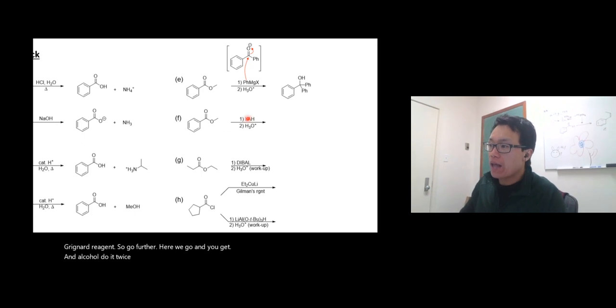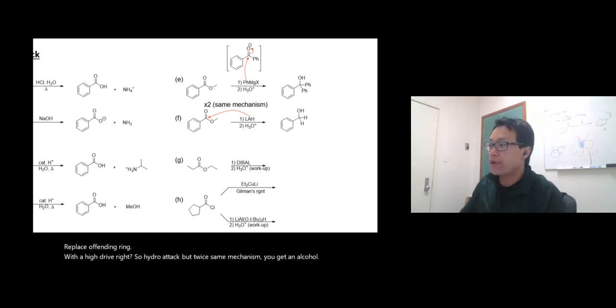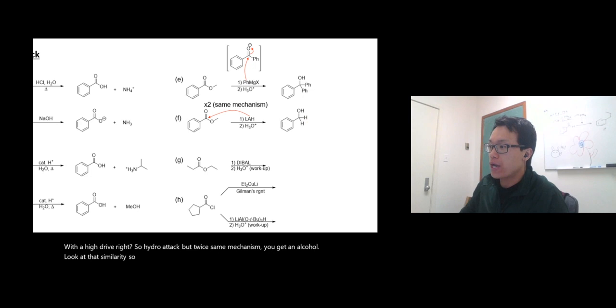The next one, LAH, exactly like Grignard reagent, but replace the phenyl ring with the hydride. So hydride attacks, but twice, same mechanism, you get an alcohol. Look at that similarity. So two phenyl rings, two hydrides.